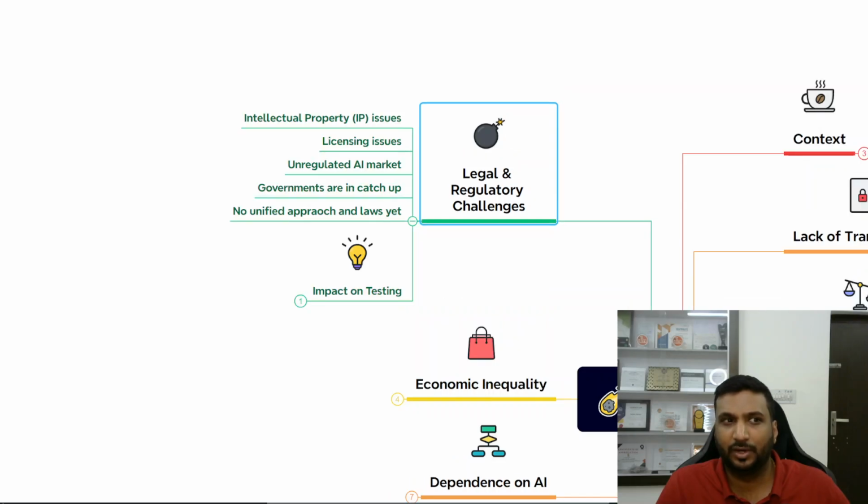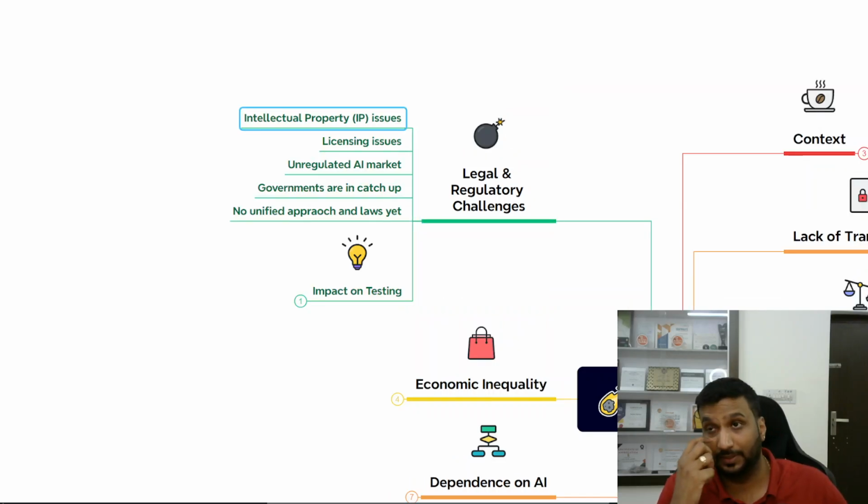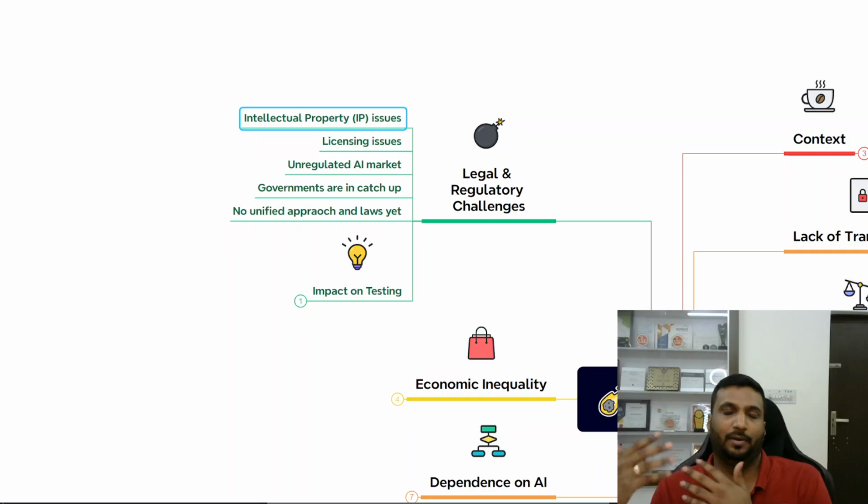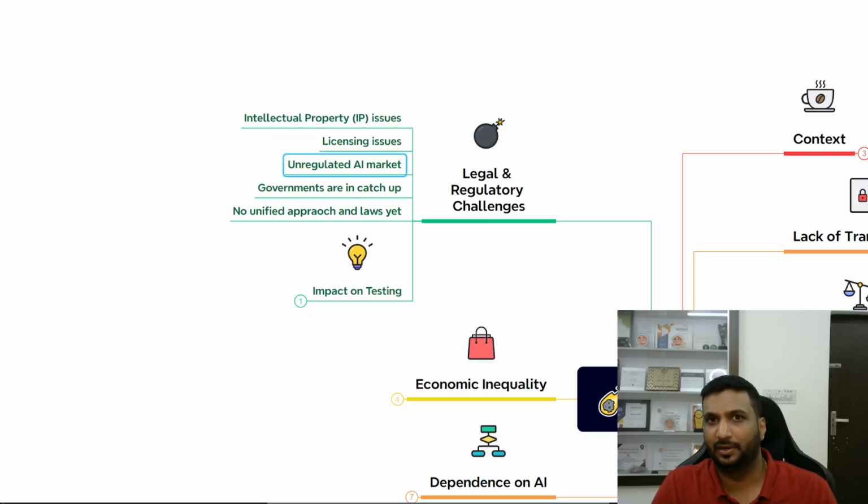Next is legal and regulatory challenges. The first thing is intellectual property issues, because AI has gulped in all that code and things from the web, and is using it for actual apps that are going to be sold. Using all that code has been a tricky concept. There are companies who have faced lawsuits for using code which was not licensed under the category it should be. And in general, AI is a pretty unregulated market.